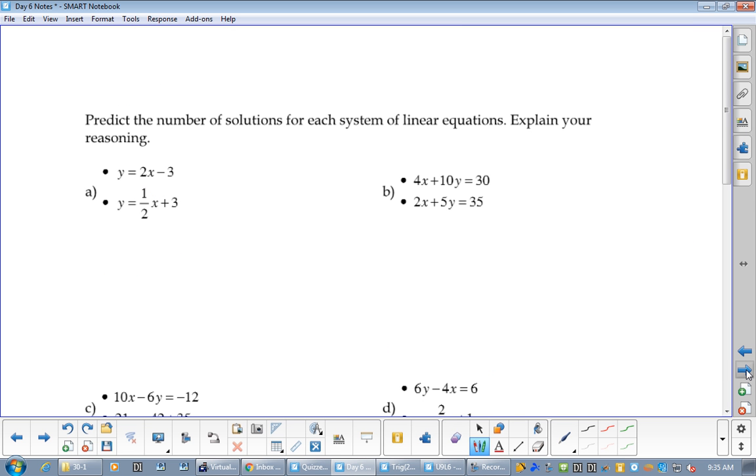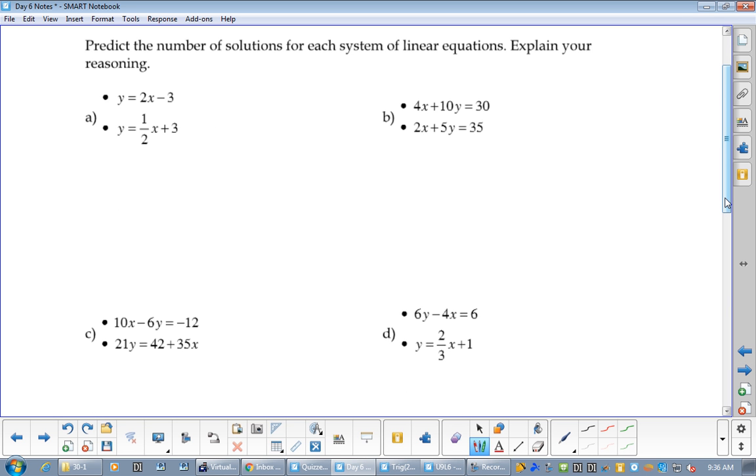Now let's just look at these. Let's use our math sense. How many solutions? For A. One solution. Okay? Now, B. Now we could do some work and get them both into y equals, right? But what's another thing we could do?